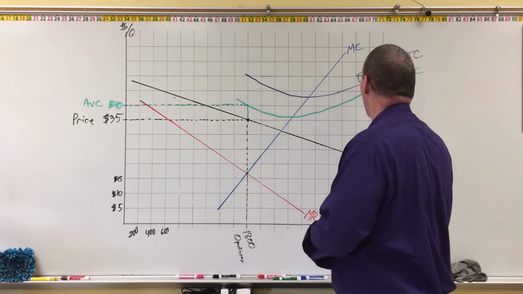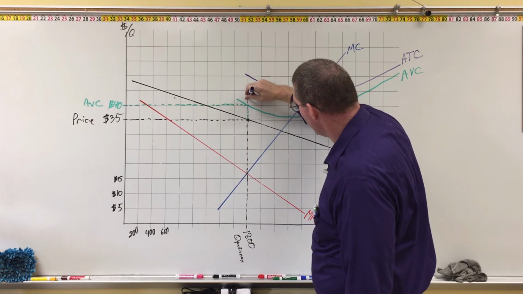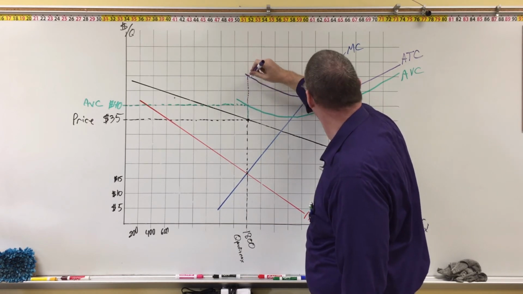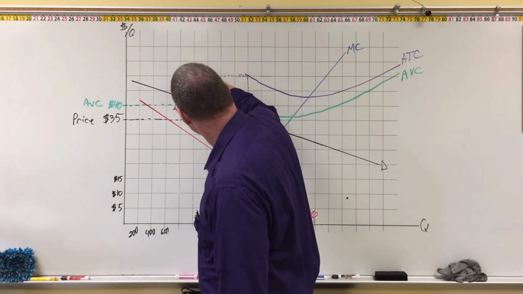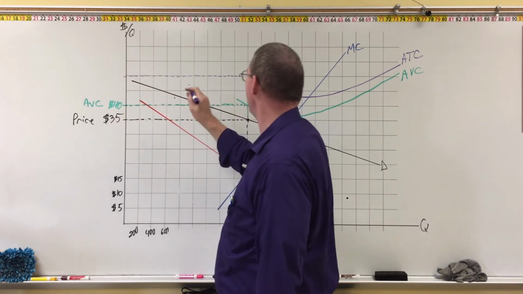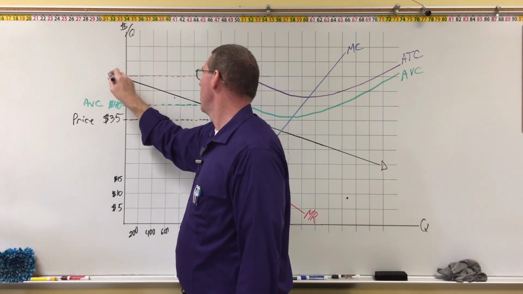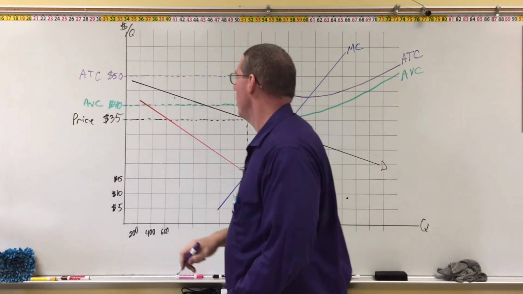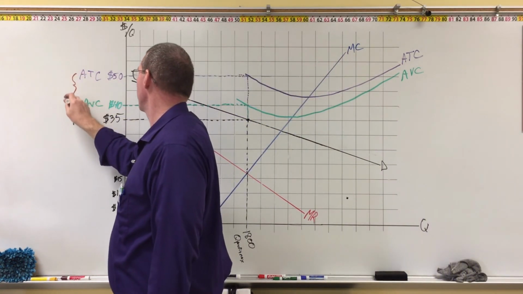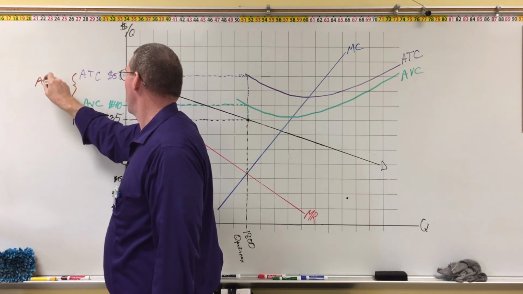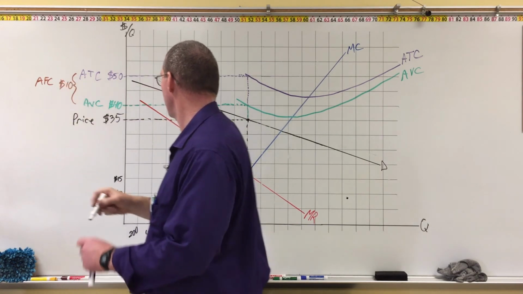Let's identify the average total cost. So we're going to have to extend this quantity line up to the average total cost curve. We're going to bring it over. Whoops, it's not exactly a straight line. We'll come all the way over here. It looks like 10 units up from the average variable cost. So 40, 45, 50. So $50 is the average total cost. And then the average fixed cost is simply going to be the difference between the average total cost and the average variable cost. So 50 minus 40 is $10.